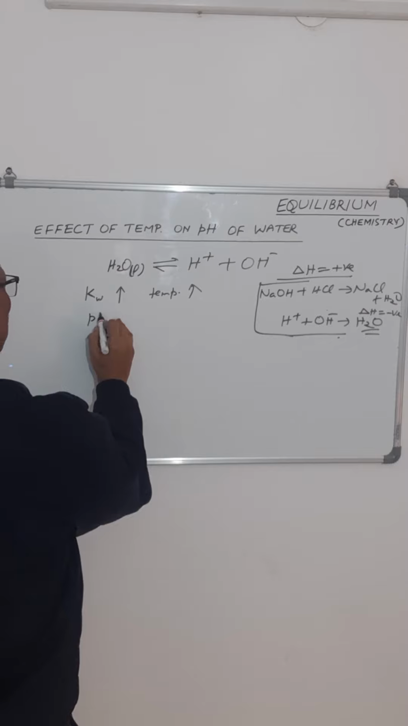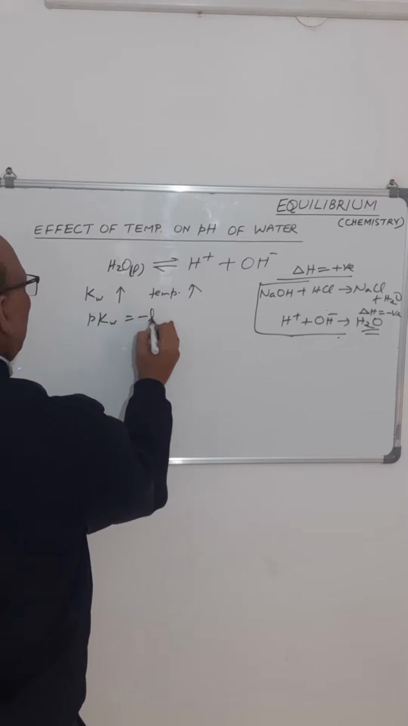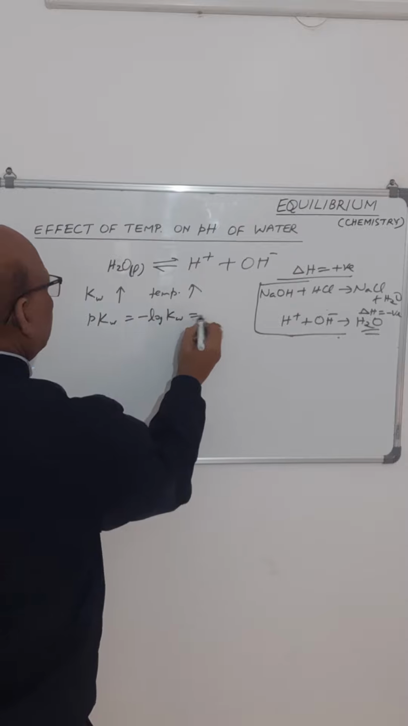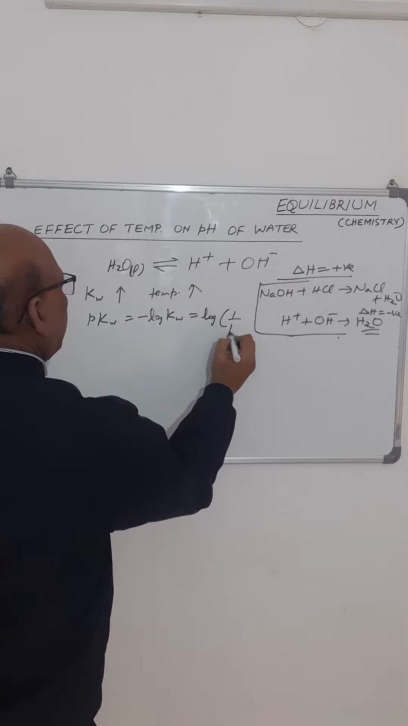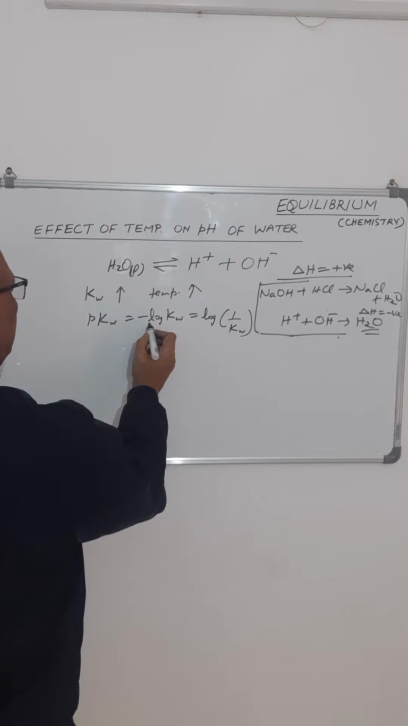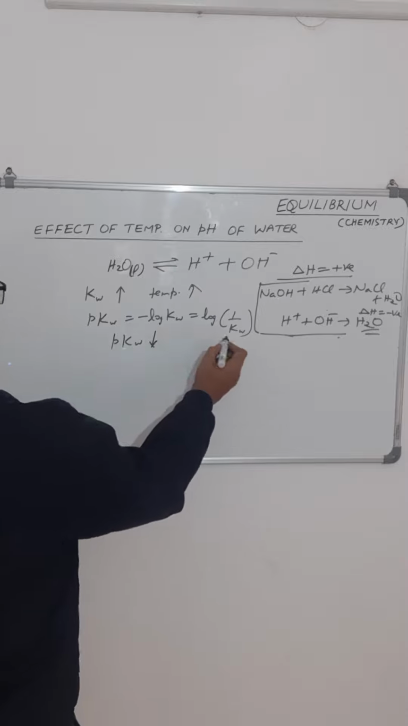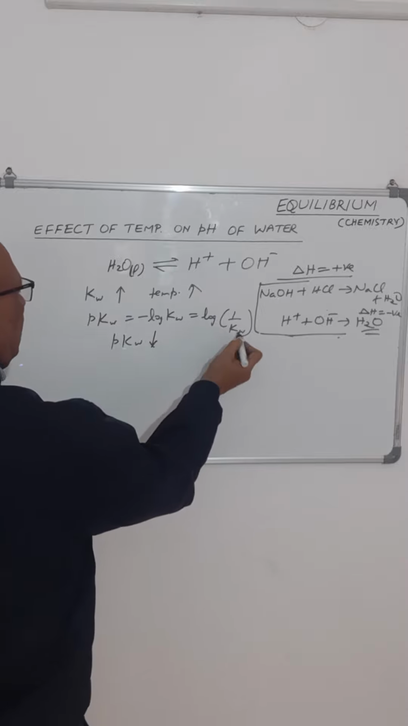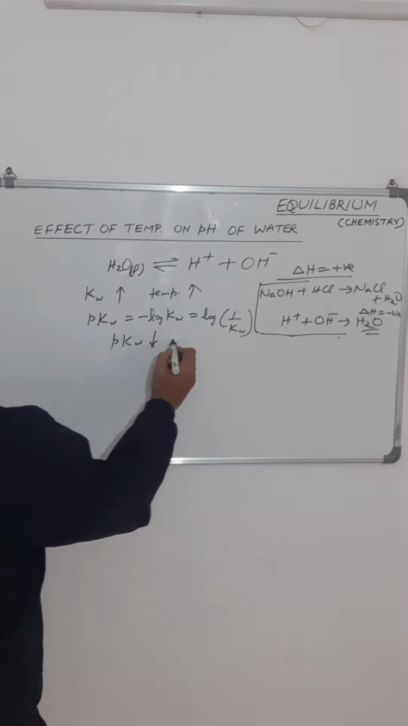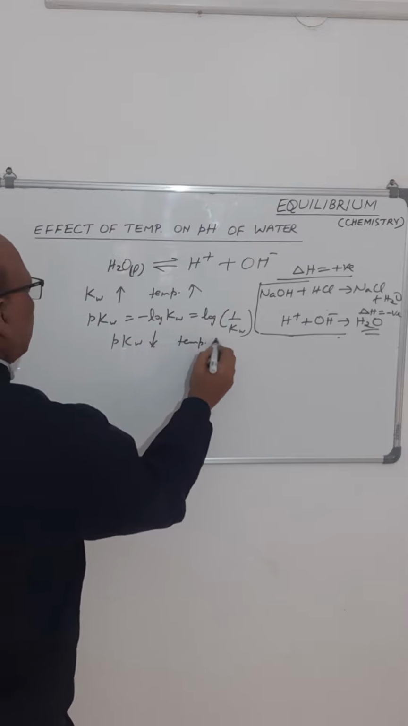Okay, now pKw is nothing but minus log Kw, that is nothing but log of 1 upon Kw. What will happen to pKw? So pKw will decrease because it is log of 1 upon Kw. So pKw will decrease with increase in temperature.